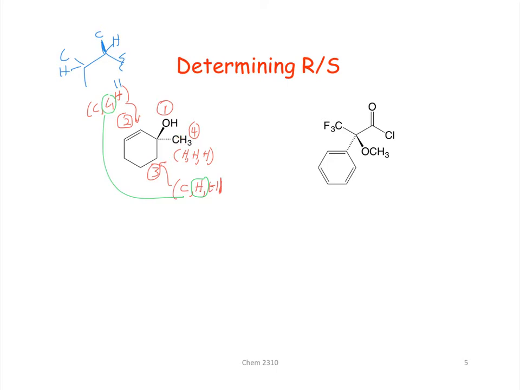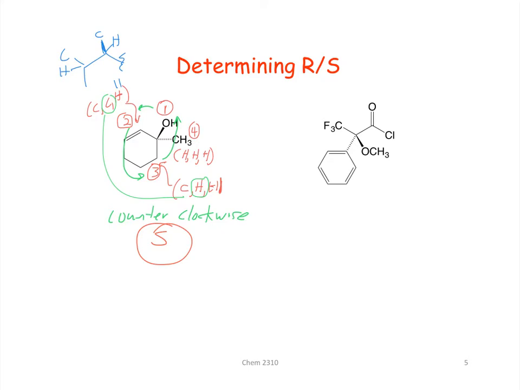So now we go ahead and draw our circle. 1 to 2, 2 to 3, 3 back to 1. This is counterclockwise. So what is it? R or S? It is S. Right? So that is an S chiral center.